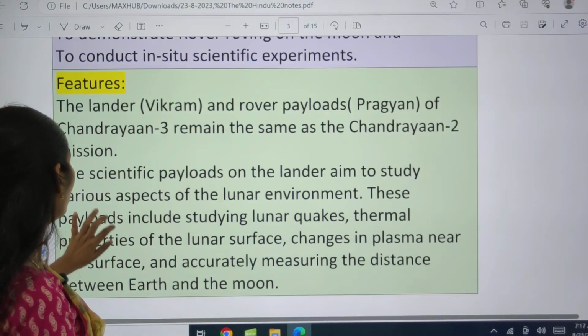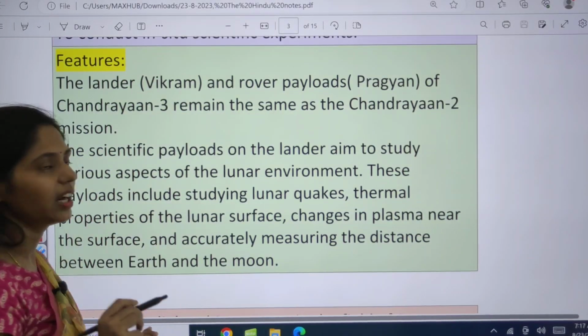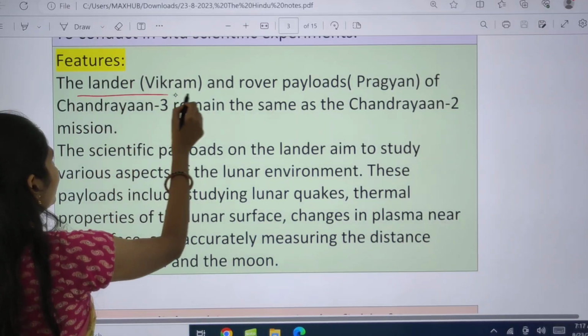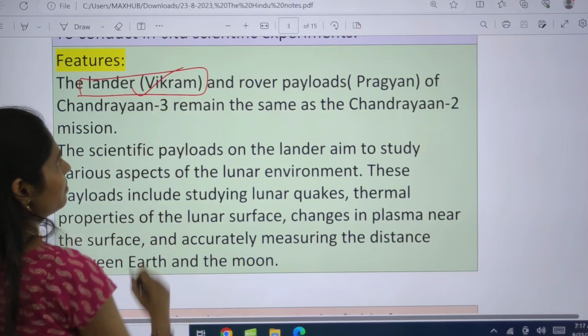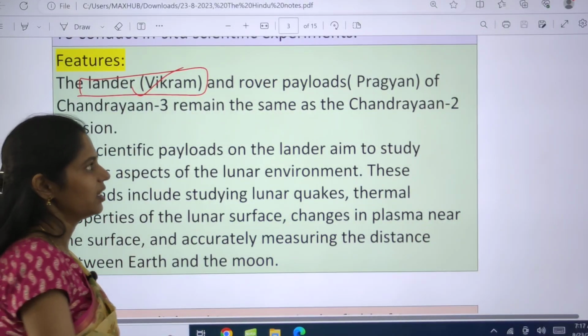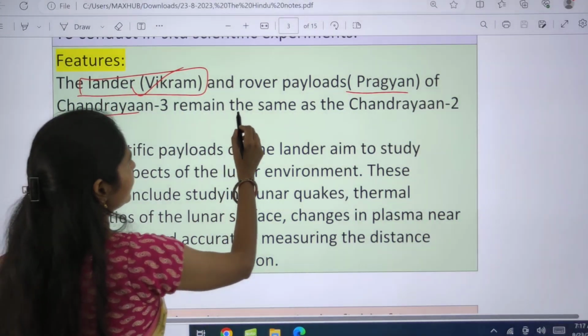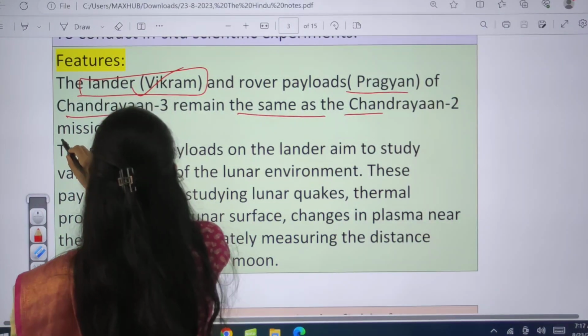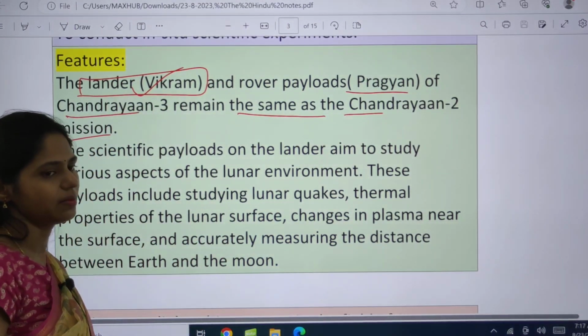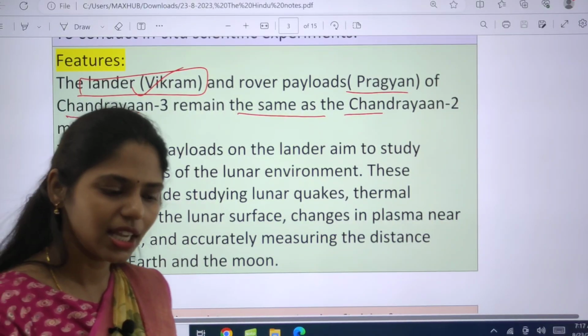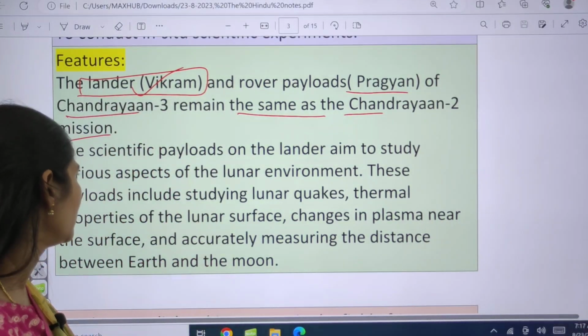If you are focusing on the features of Chandrayaan 3, we have the lander. The lander's name is Vikram. And we have the rover. The rover is called Pragyan. Chandrayaan 3 remained the same as the Chandrayaan 2 mission. So how we launched the Chandrayaan 2 mission, in the same way we are launching this Chandrayaan 3 also.